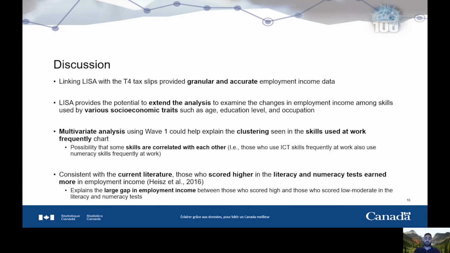And consistent with some of the current literature on the relationship between skills and income, our findings also show that those who scored higher in the literacy and numeracy test earned more overall and saw moderate growth in employment income over the 4-wave period. And this probably explains why we saw that large gap in employment income between high and low scoring individuals.